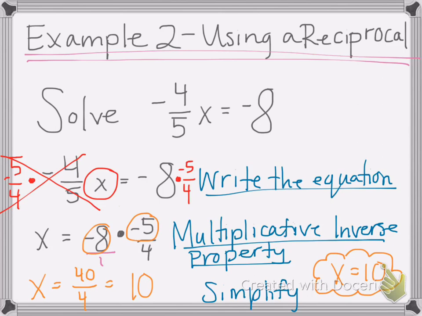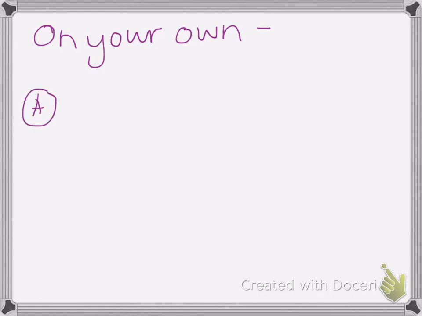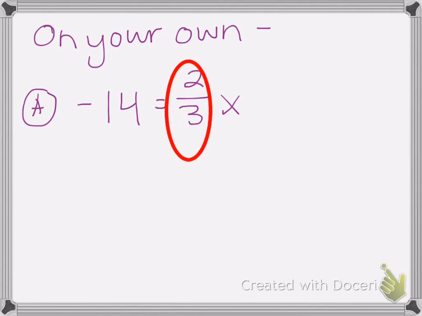Okay, let me go ahead and do some try it on your own. And if you don't have this written down yet, pause it and write it all down before you move on. Okay, on your own. Let's go ahead and do A, and that'll be negative 14 equals 2/3 x. Remember, find the reciprocal and cancel that out. Okay, do it and check back.